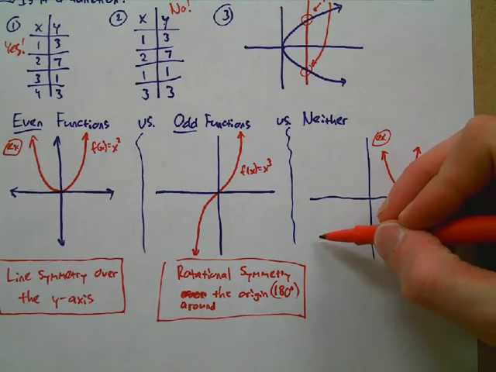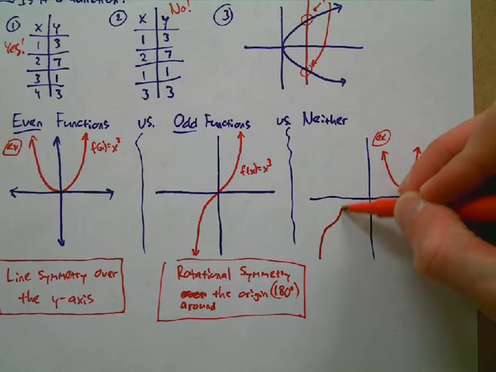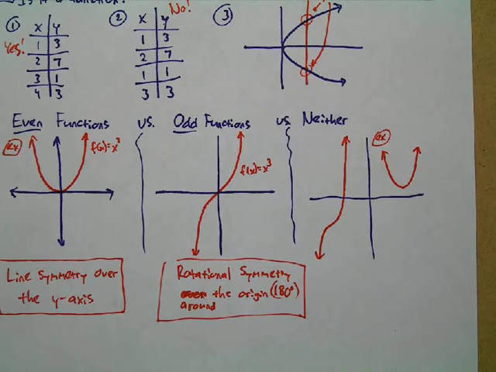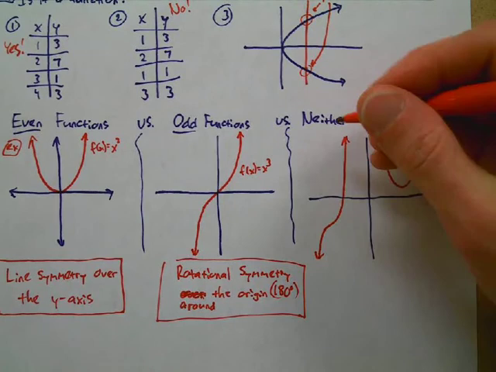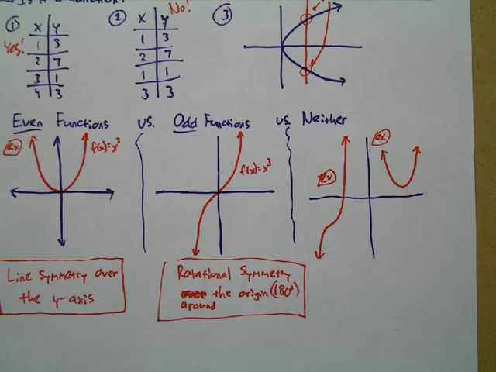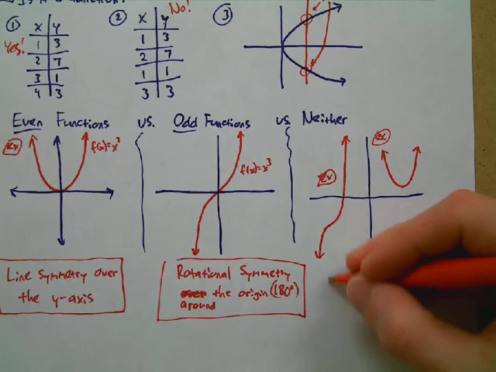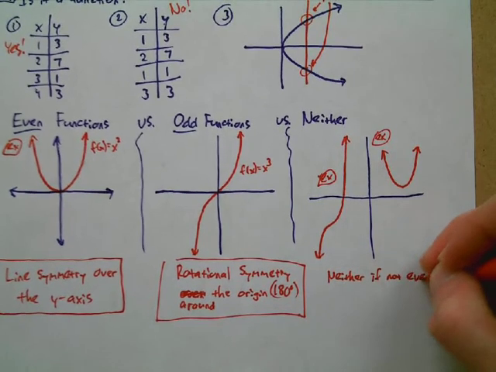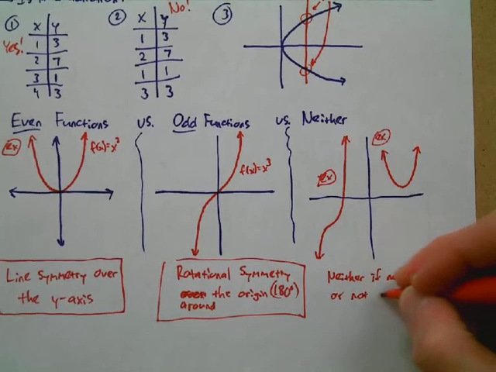Likewise here, same kind of deal. This cubic function is not odd, because the rotational symmetry would be around this point. But for an odd function, you need rotational symmetry around the origin. It needs to rotate about the origin. So again, this would be an example of something that's not. What do we look for? Well, we just say it's neither if it's not even or not odd. It's just kind of a catch-all.